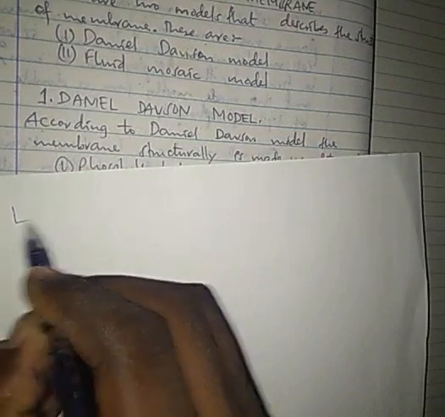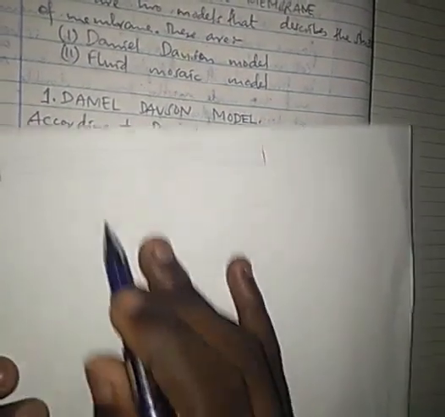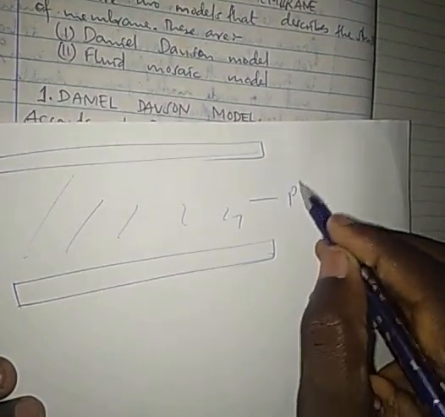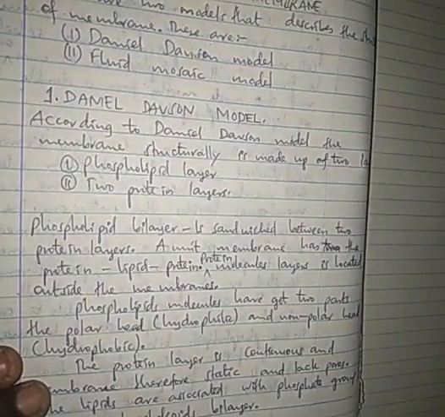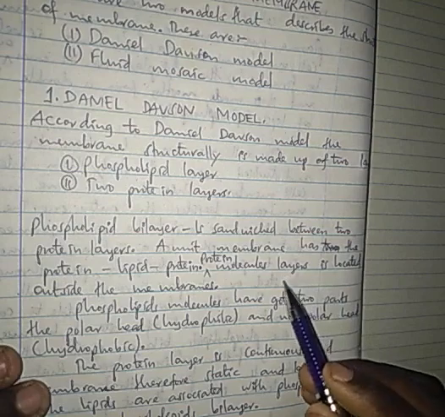So according to them, this is the protein and this is the protein. Then here in between there is a phospholipid. This is what Danielli and Davson suggested, that we have two protein layers and then in between we have phospholipids. Now the protein molecule is located outside the membrane.